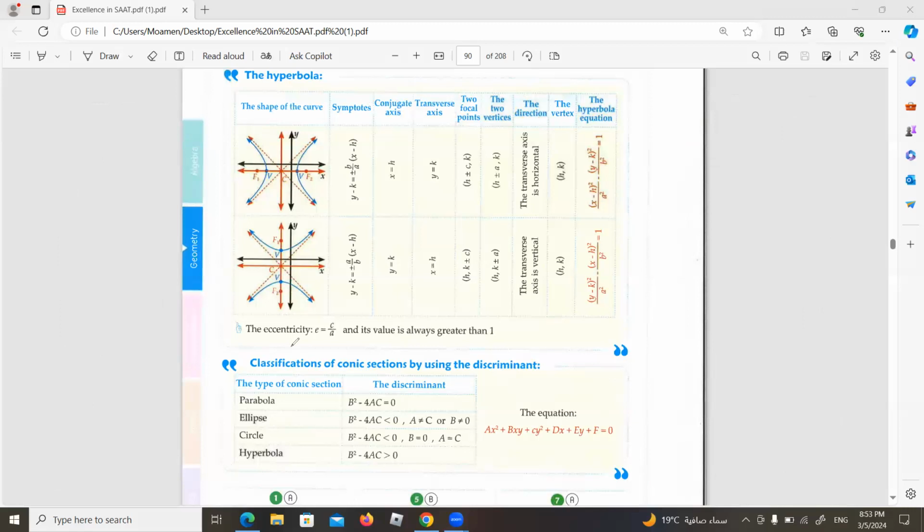The second point is talking about the eccentricity. We talk about the eccentricity in the ellipse, and we knew that the eccentricity is between 0 and 1. If the eccentricity is 0, the conic section turns out to be a circle. But here, the eccentricity will be c over a. It's the same rule. But the eccentricity in the hyperbola is always greater than 1. So the eccentricity is more than 1.